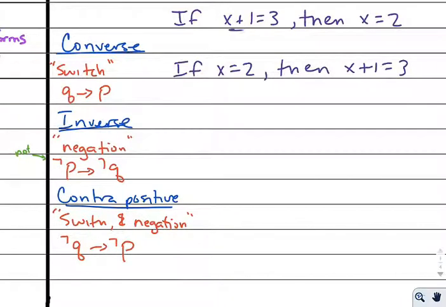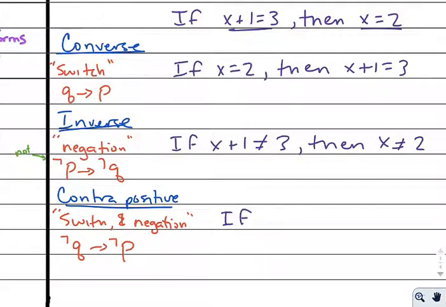Again, we're just switching the two parts, hypothesis and conclusion, for the converse statement. For the inverse, we're negating them. So instead of x plus 1 equaling 3, we say x plus 1 does not equal 3, which is what that little symbol means, then x does not equal 2. So the order is the same as the original, but the statement itself is negated. The contrapositive is a combination of both, so I'm switching them. The x equals 2 part comes first, but it is negated: if x does not equal 2, then x plus 1 does not equal 3.